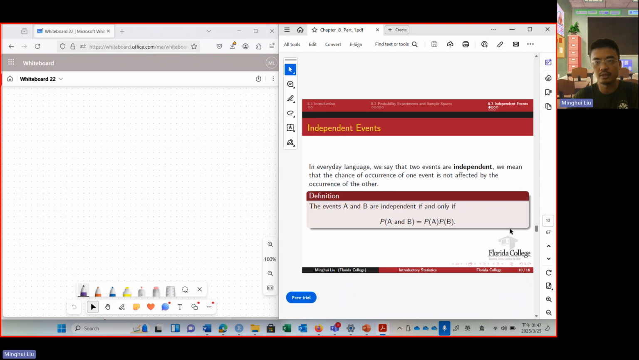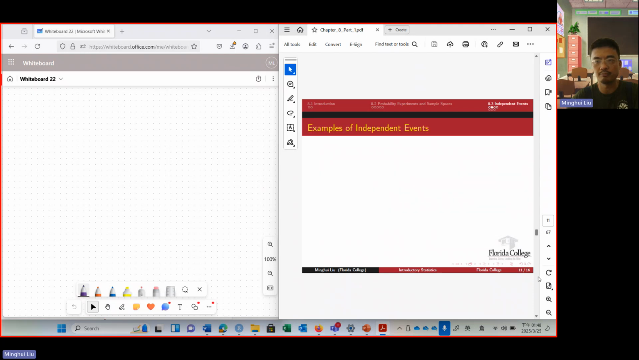In statistics, we define two events, A and B, as being independent if and only if the probability of both of them occurring is equal to the product of each of the probabilities. So P of A and B equals P of A times P of B.